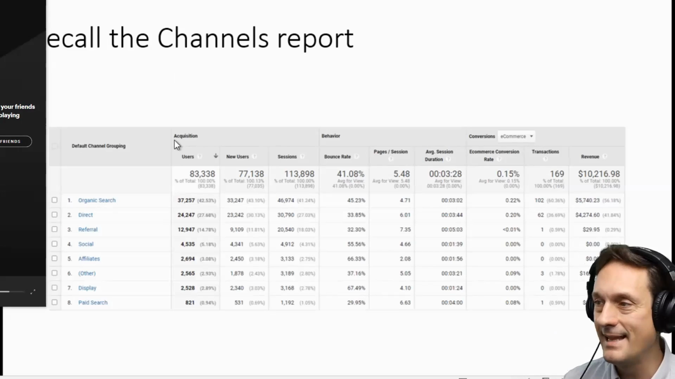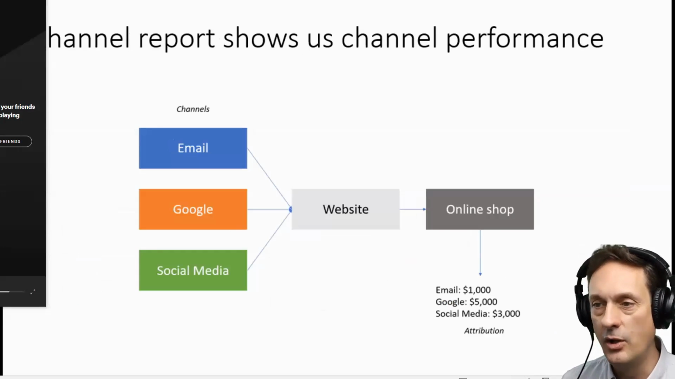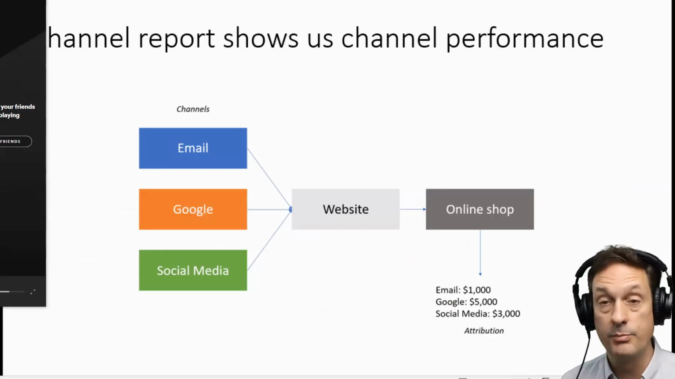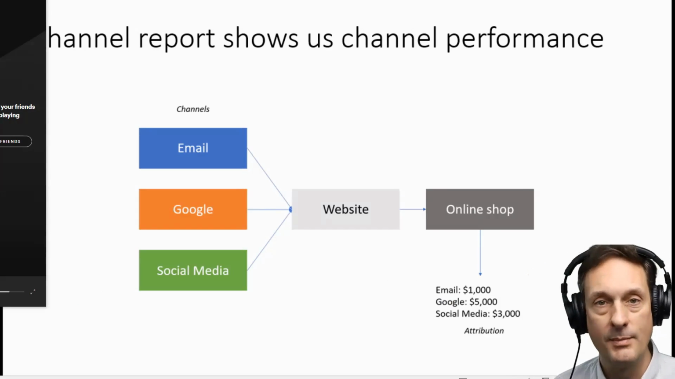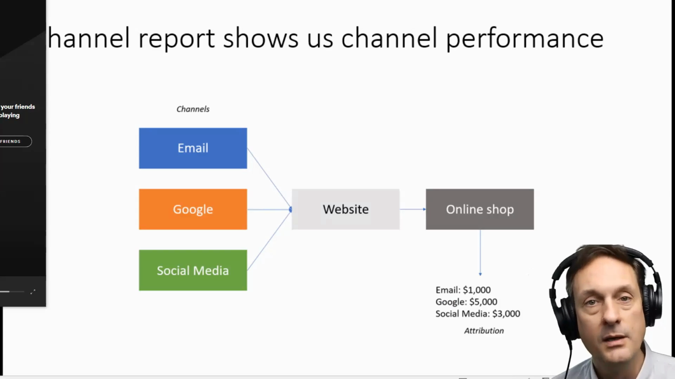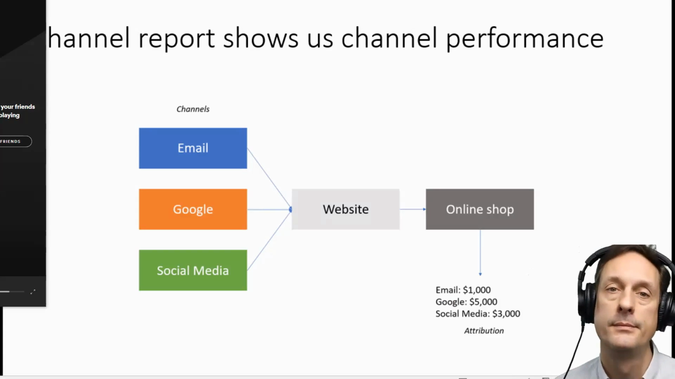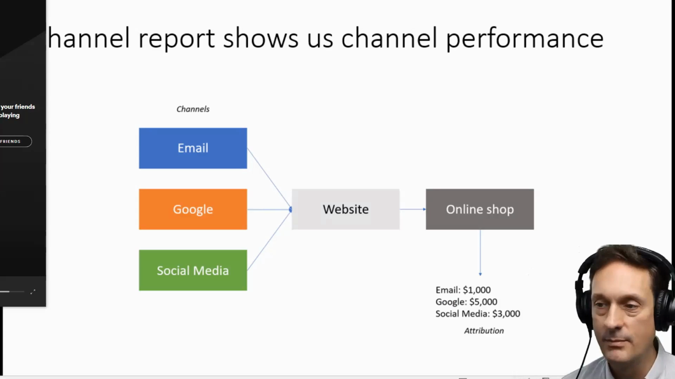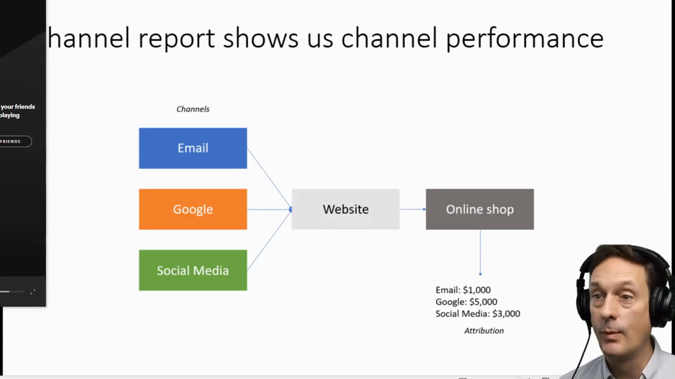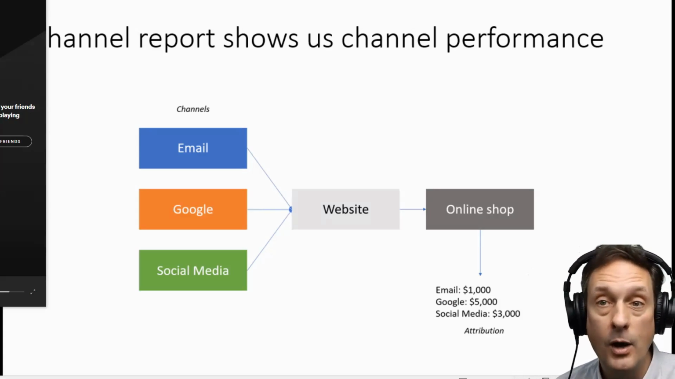However, it is not the end of the story, okay? The channel report will show us the channel performance. And this is important because we want to know how much money we get from email, Google, and social media as a whole, so that we know where to allocate our resources. If we don't know that information, we can't determine where we should be spending money, or who should be doing what, or, if we're alone, how we should be spending our time.